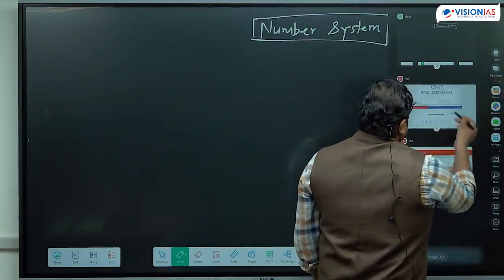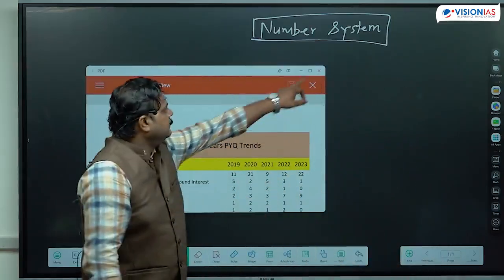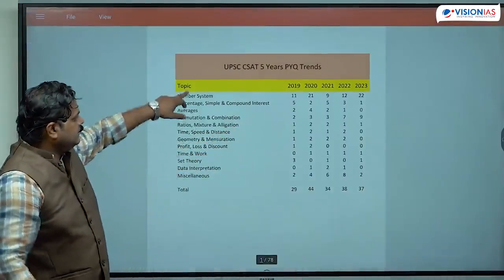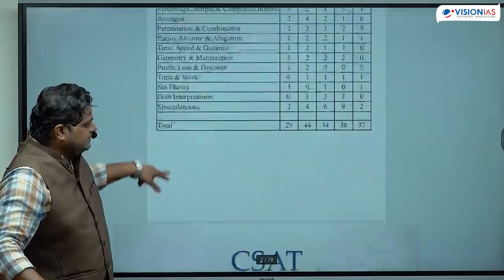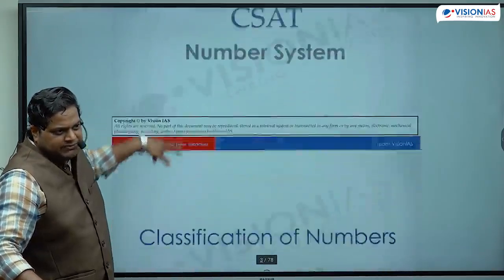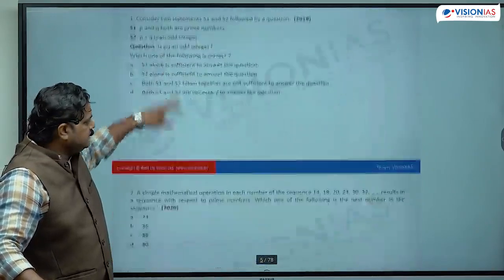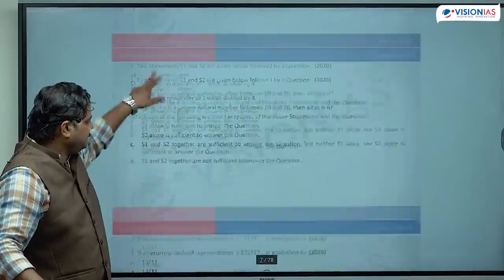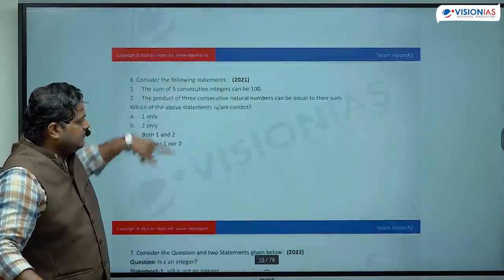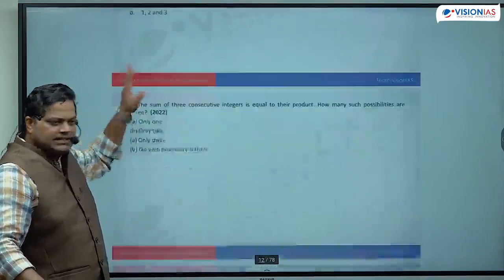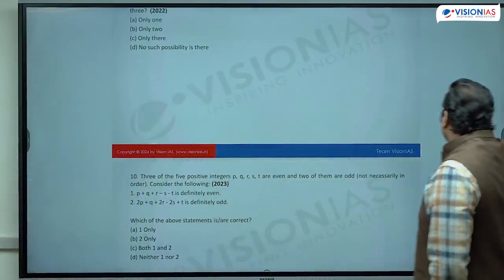If we see, this is the PPT for number system, and this is for last 5 years. Around 75 questions are there. Different topics like classification of numbers. Then we have unit digits. So last 5 year का सारा previous year question है हमारे पास.